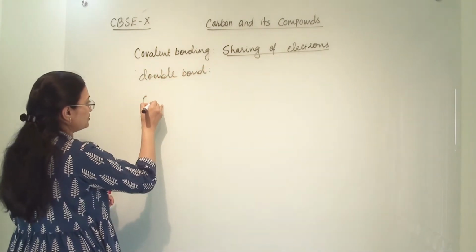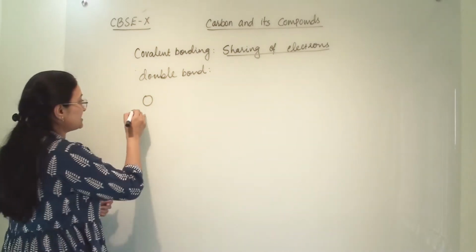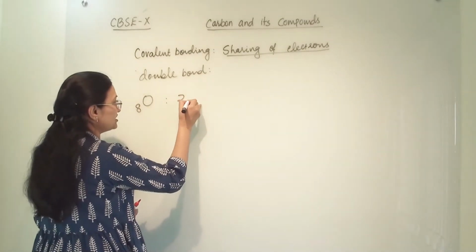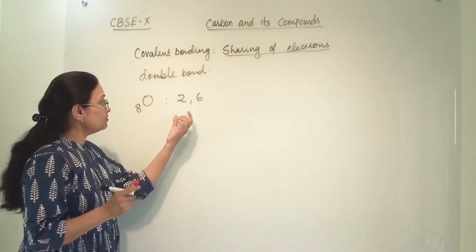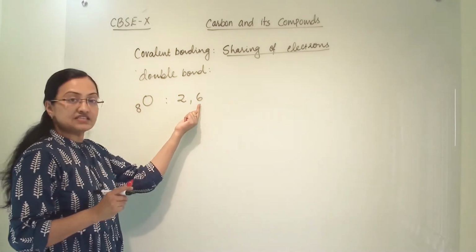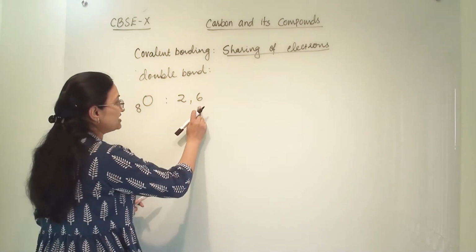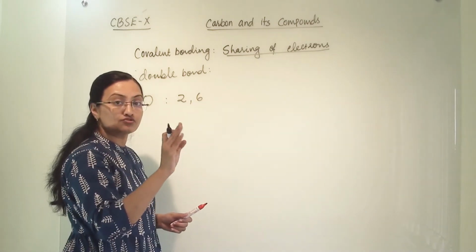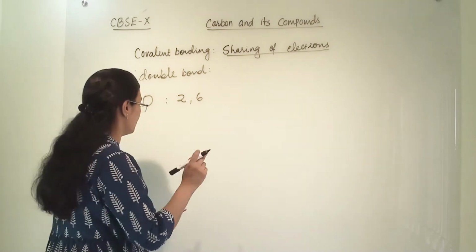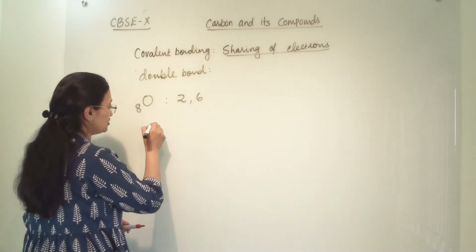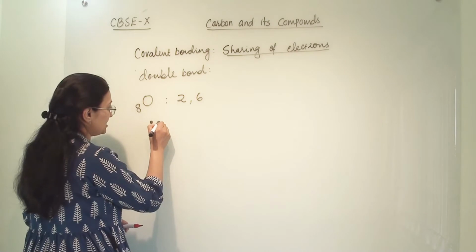So in oxygen, has 8 electrons in its valence shell. So its electronic configuration is 2, 6. Now L shell is lacking with 2 electrons. So it will accept 2 electrons or it will share 2 electrons. So with another oxygen, it will share 2 electrons.